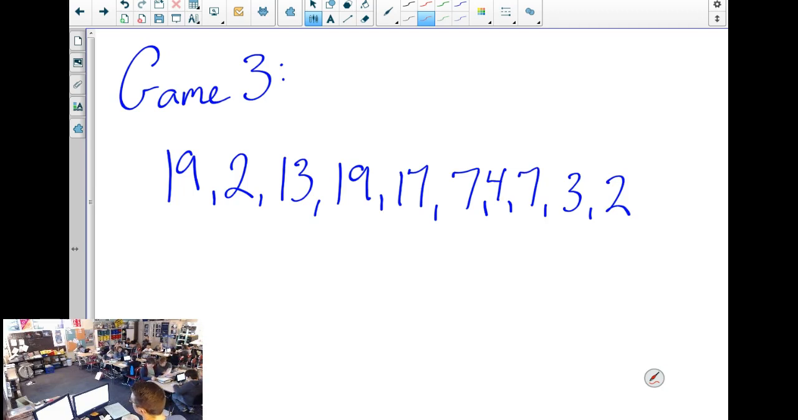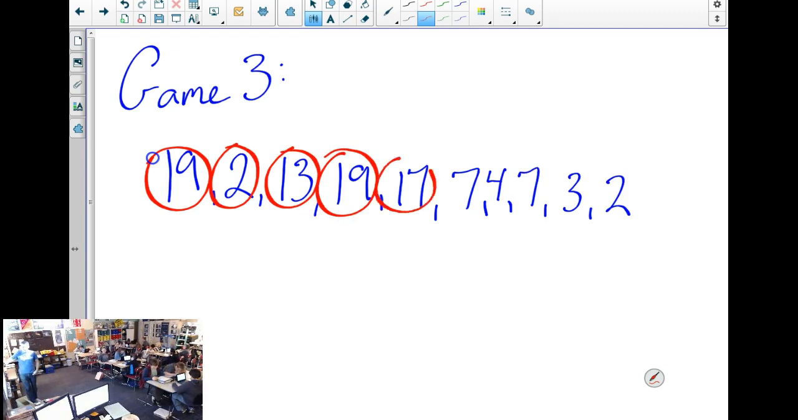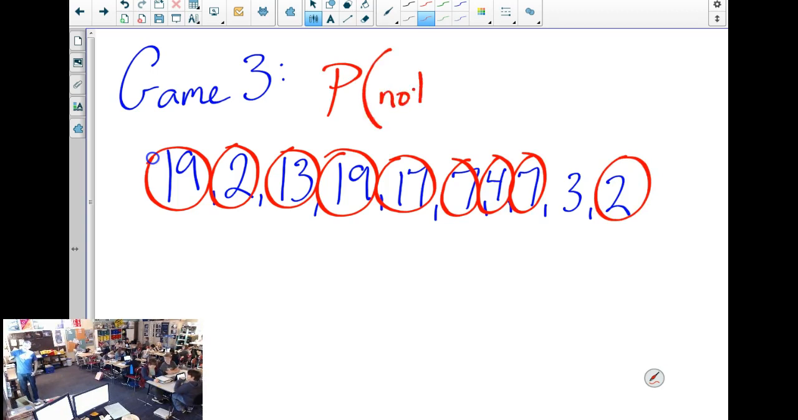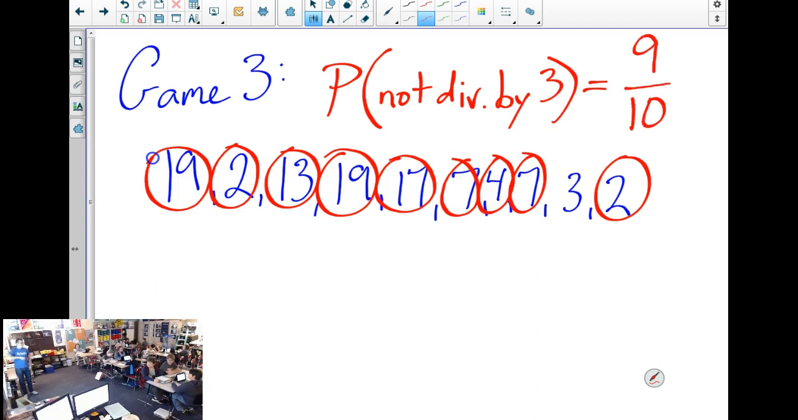But game 3, a number not divisible by 3. So if it's not divisible by 3, I will circle it. Not divisible by 3, not divisible by 3, not divisible, not divisible. Oh, I see one that's not. So, according to this, the probability that it's not divisible by 3 is 9/10. Anyone else get 9/10? I'm circling things that are not divisible by 3. Game 3 said if it's not divisible by 3, player X wins. We're trying to help player X determine which game to play.